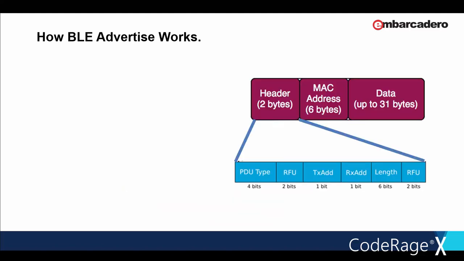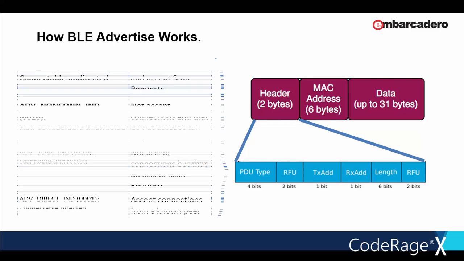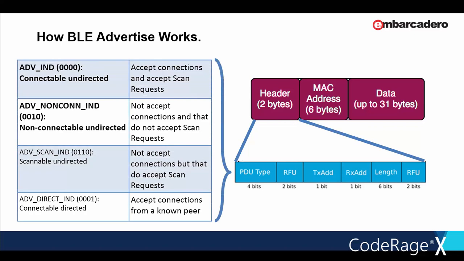The first 4 bits of the header are the protocol data unit type, which defines what kind of peripheral is advertising, considering its connectable capacity. This table shows the possible values and what they mean. Connectable undirected and non-connectable undirected are the more usual advertising packets that we will find.